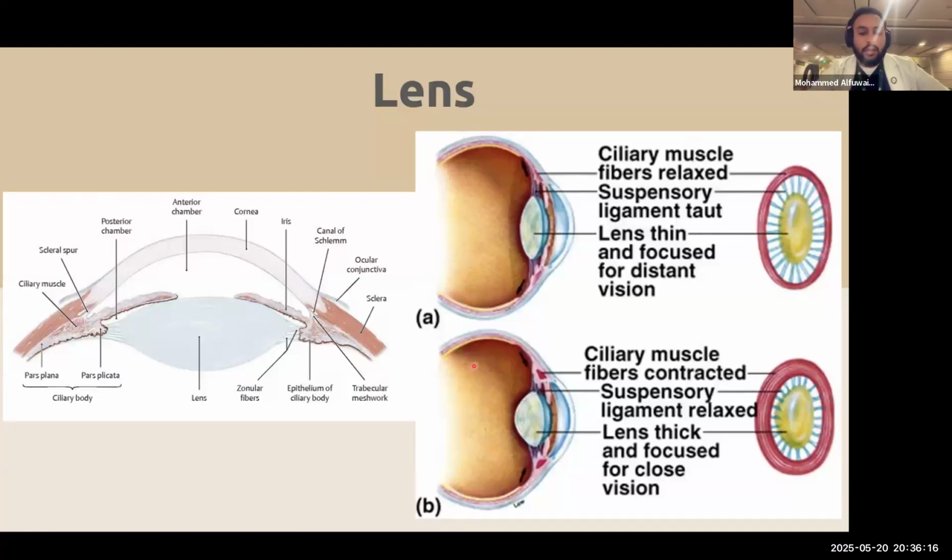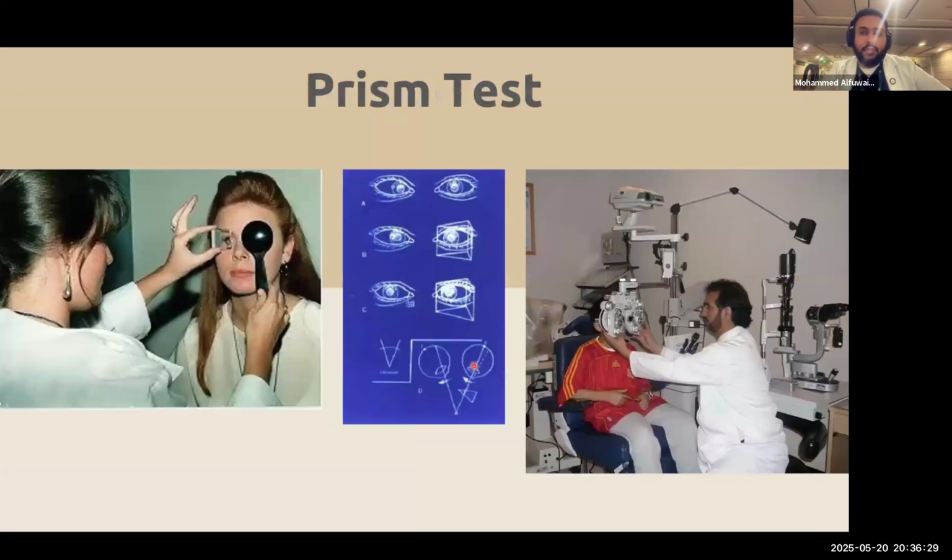The details of how it works, the ciliary muscle, what happens when it contracts and relaxes, the suspensory ligament, this is purely physiology. Now, what's important to you about the lens is how do you detect refractive errors: through the prism test. That's all I want you to remember. How do we test for refractive errors? Through the prism test.